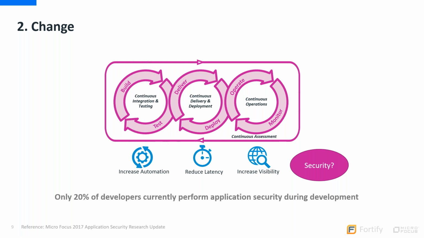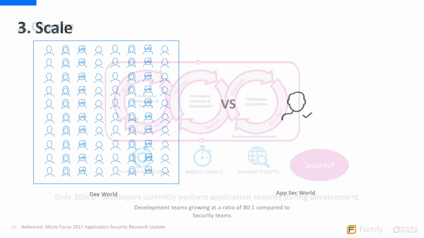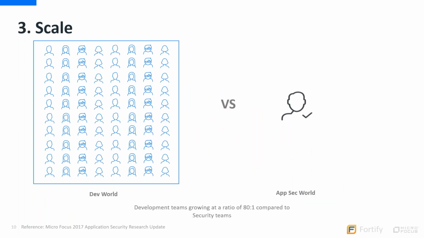And then the third biggest challenge that we see is scale. If your teams are responsible for a large number of apps and releases, more than likely you're going to be hiring new developers at a fairly quick rate. But a lot of times they don't do the same with the security team. What we found is it's tilted at a rate of 80 to 1, where for every 80 developers, they have one security person. So it really causes a bottleneck in the security department.